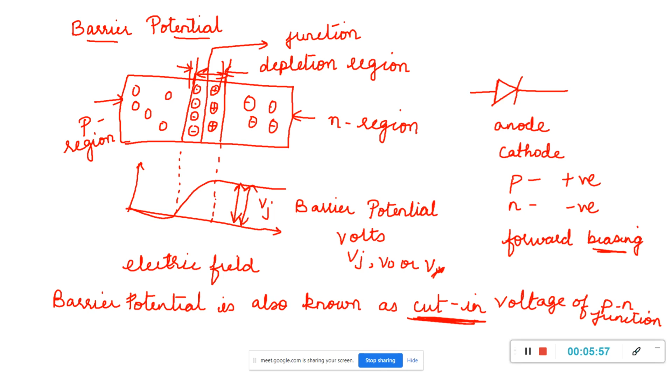So we have already studied the diode. The diode is a very popular semiconductor device, a PN junction device. It has two terminals, anode and cathode. This P-type is called the anode, and this N-type is known as the cathode.